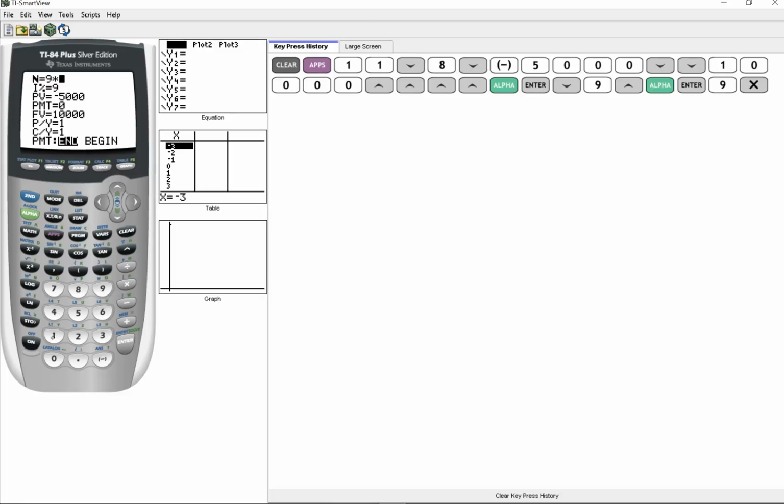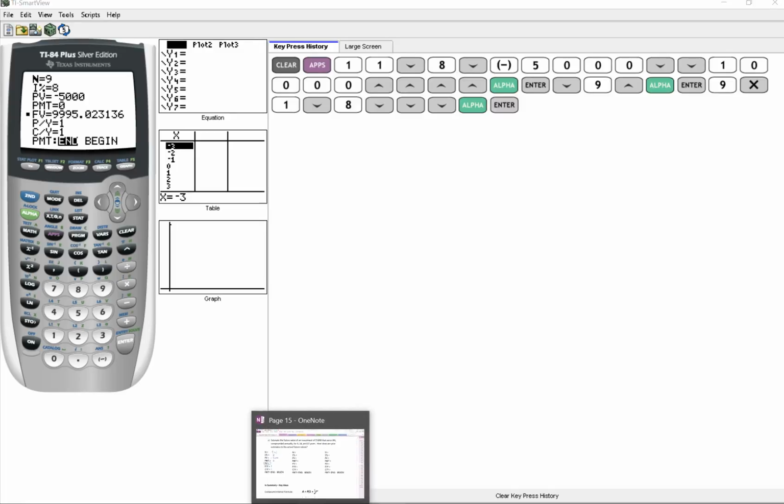So like I said, if I just put 9 times 1, the calculator does the math. 8, negative 5,000, still there's 0. I'm solving for the future value, and then that's 1 and 1. So if I go alpha solve on the future value, you can see I get $9,995.02 for the amount of money, the future value, that's my principal plus my interest, that I'm going to be receiving at the end of that term, which is 9 years.